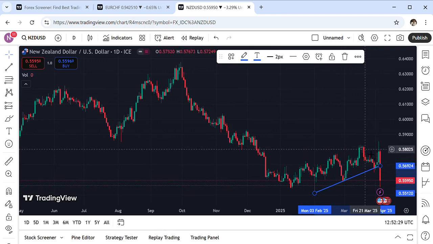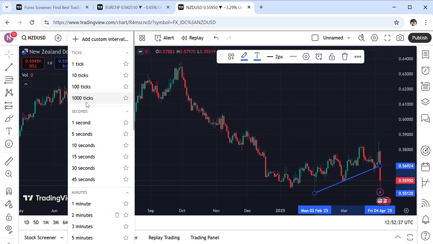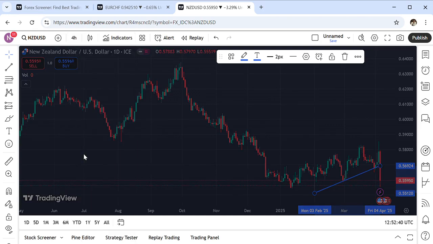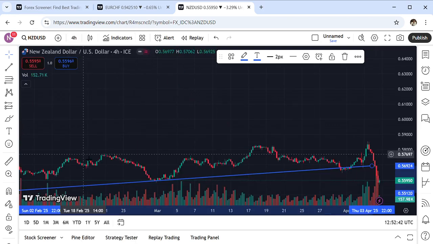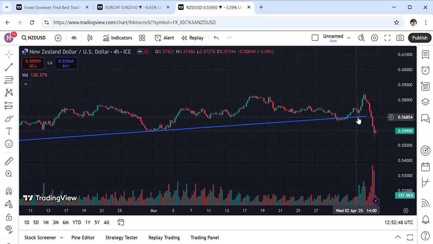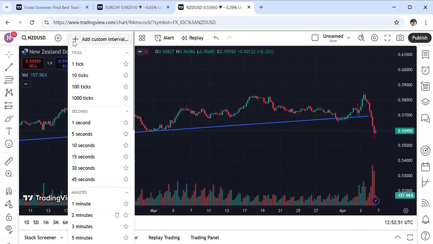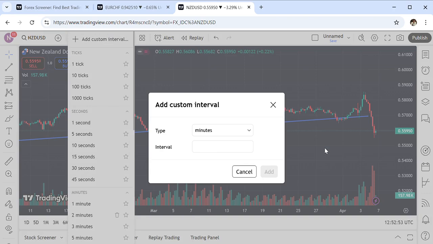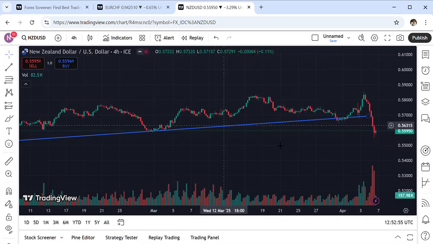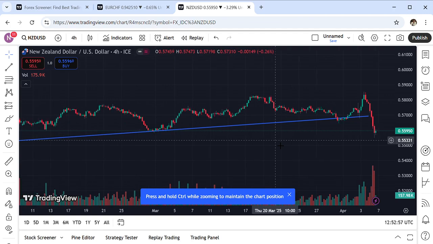When price was coming down here, I was hoping that price would break out on this one, but price did not break out. So let me take you guys to the 4 hours. So this is my 4 hours. My 4 hours is very small. Okay, the 4 hours is okay. So this is my 4 hours now.